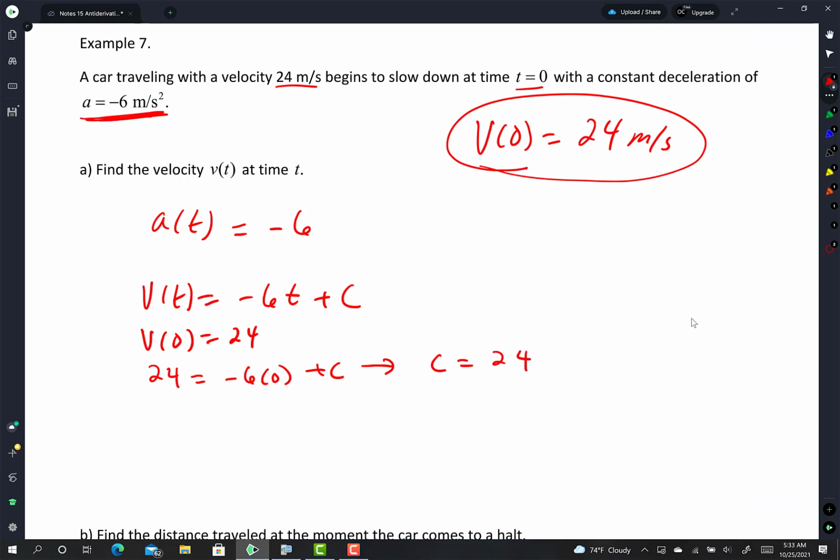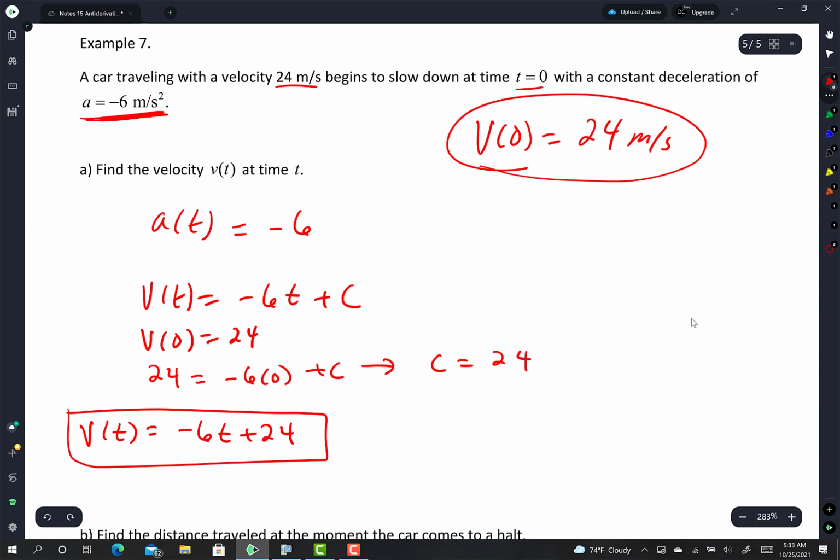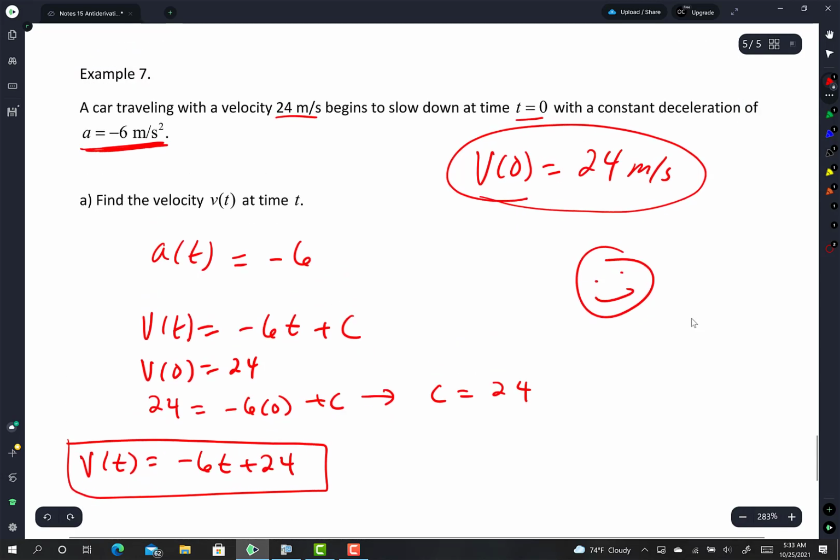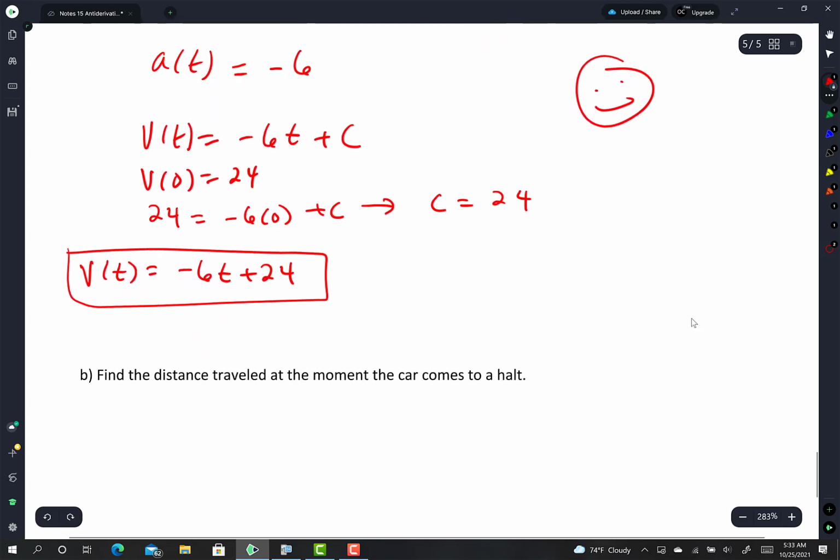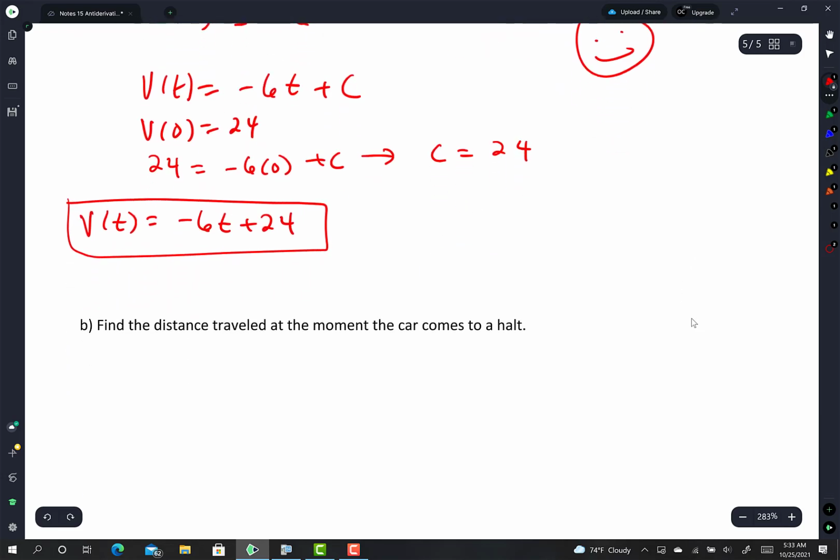Now that I know that, here's my velocity equation. v of t equals -6t plus 24. If you want to put units on the side, you can put meters per second. And this will tell you your velocity at any moment t. So now hopefully you guys are seeing that you can do physics problems super fast, right? If it's questions like these. All right, find the distance traveled at the moment the car comes to a halt.